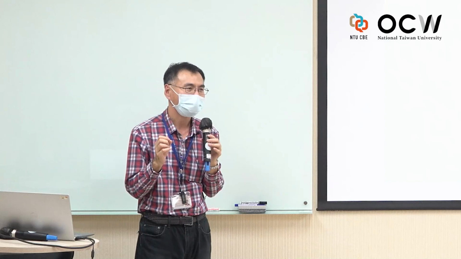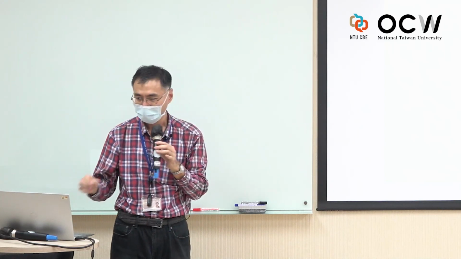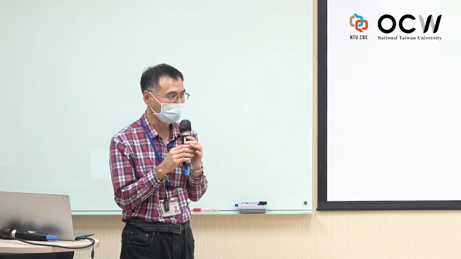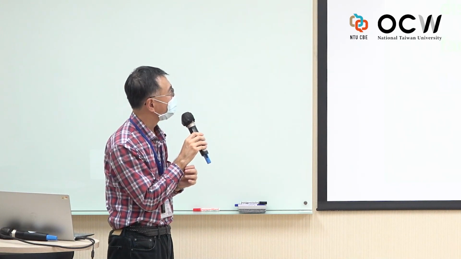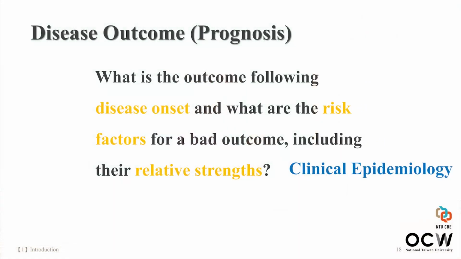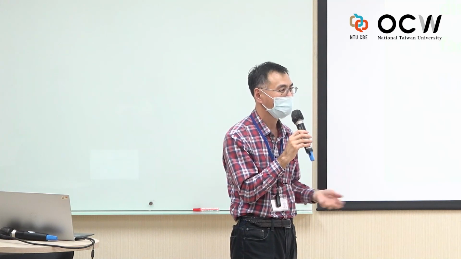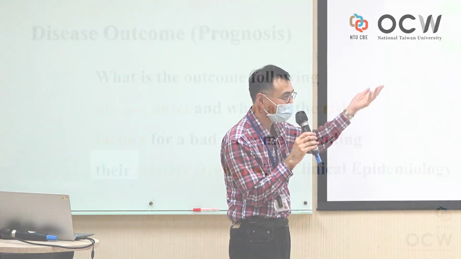But if we consider diabetes as the exposure, then we will know what happens if we don't do anything, the prognosis of diabetes as an exposure. So the question is, what is the outcome following disease onset? We can give a definition based on the glucose level. If the fasting glucose level is higher than 100 or HbA1c is higher than 6%, and so on, we could define it.